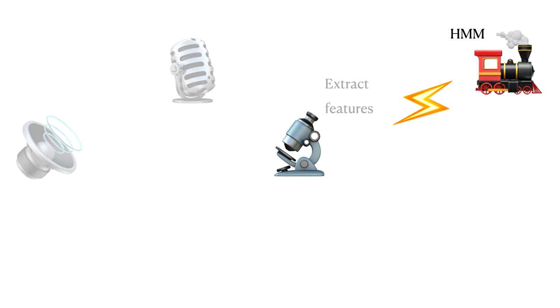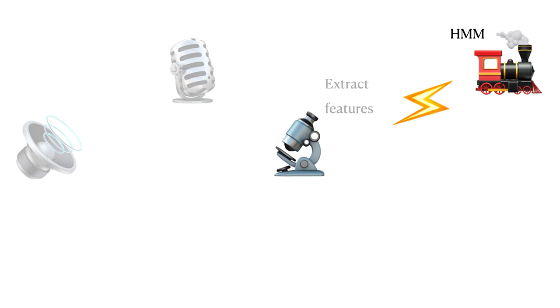In many cases, this will be a hidden Markov model, here represented by the train. The hidden Markov model is responsible for taking this series of features and hypothesizing a corresponding series of phones. The idea here is that the speech signal corresponds to words, and those words are made up of individual sounds, so the phones of the language being spoken.